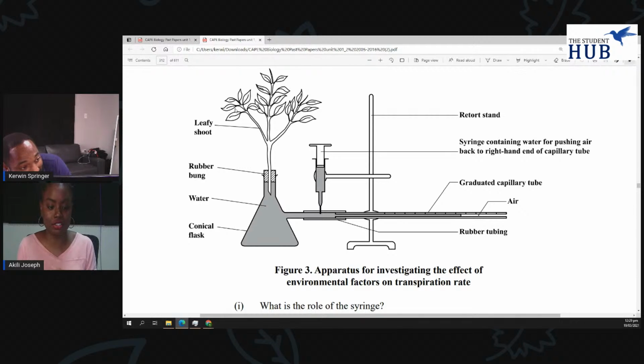Right. So one of the controls is to have the plant open, and the next one is to seal up everything, lock down everything. So one is to leave all these stomata open, and the other one is to basically close all these stomata. So how you would close it is by putting Vaseline over all surfaces.